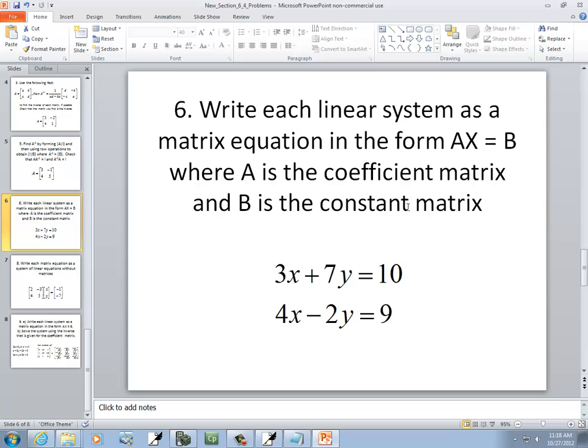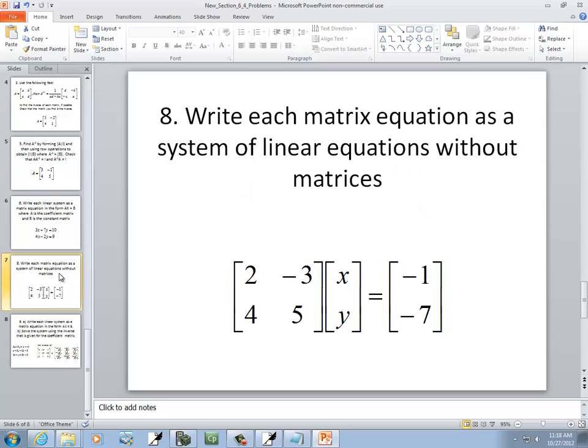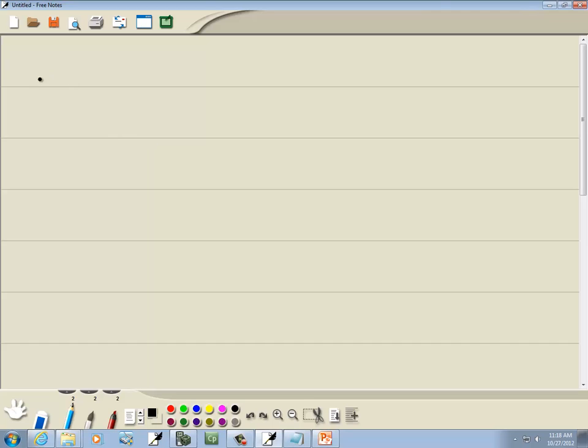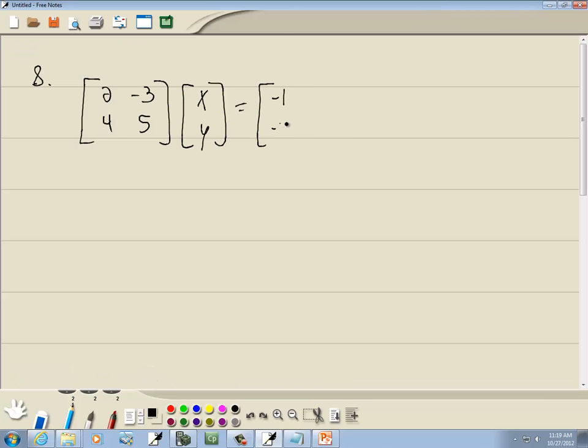Actually, it didn't say for us to actually solve that one. Oh well, I'll give you extra practice. Now this one says write each matrix equation as a system of linear equations without matrices. So we got 2, -3, 4, 5. And then here we got x and y. I guess I should read directions. It's a failing of mine. I don't follow directions very well.